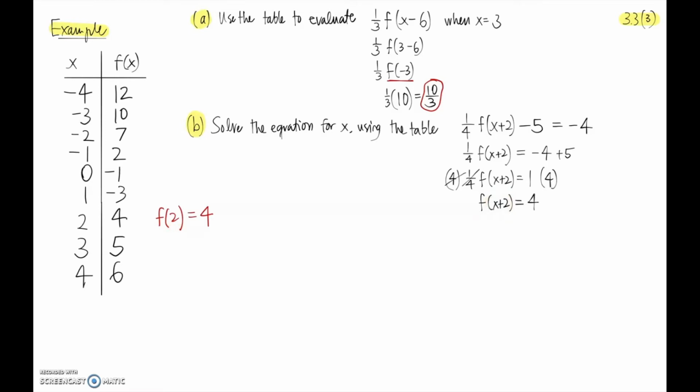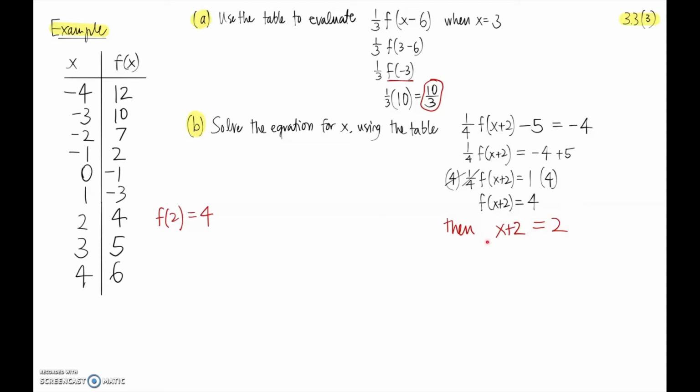So we can say then x plus 2, that input has to be equal to 2 because each of them are giving an output of 4. It's the only time it happens in the table, and so this relationship must be true. This input has to equal this input. They're both giving the same output, and it's the only time that it happens in the table.